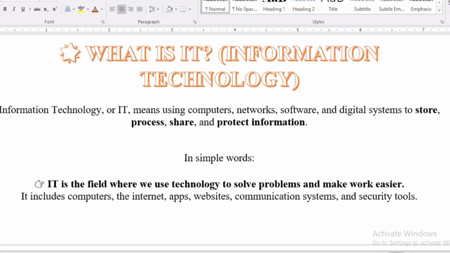What is IT? Information technology. Information technology, or IT, means using computers, networks, software, and digital systems to store, process, share, and protect information. In simple words, IT is the field where we use technology to solve problems and make work easier. It includes computers, the internet, apps, websites, communication systems, and security tools.